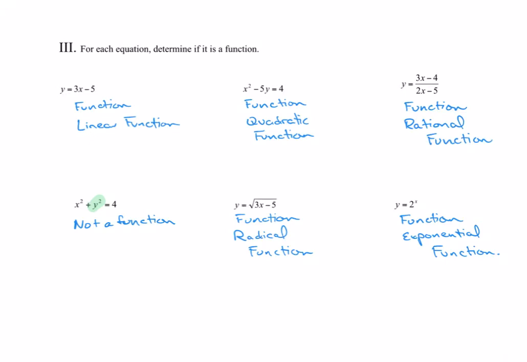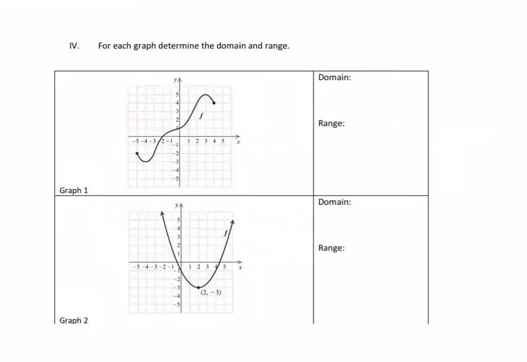Now, this class is based mostly on functions, so you will probably see things that are not functions later on in your studies. But basically, everything that we're going to look at this semester does fall under the category of function. All right, let's go ahead and continue.